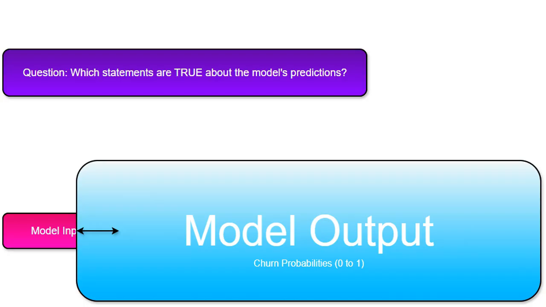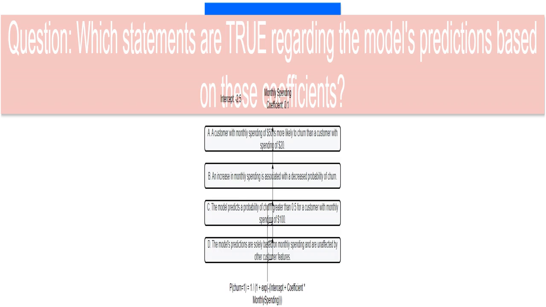The output of the logistic regression model will be a probability between 0 and 1, representing the likelihood that a customer will churn. The higher the probability, the more likely it is that the customer will churn. Simple, right? I see the intercept for this logistic regression model as -2.5. This is the baseline prediction when monthly spending is 0. It's like the starting point on a graph.